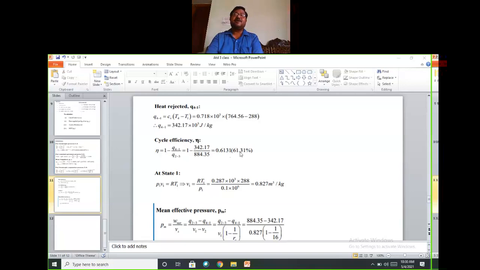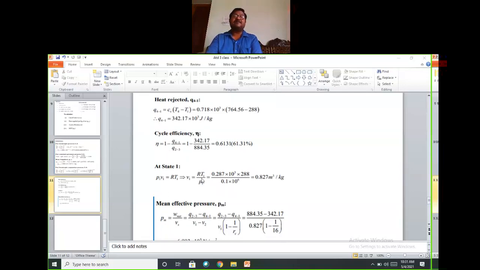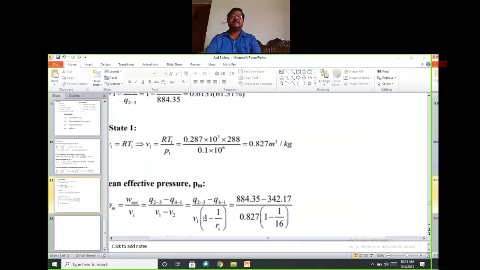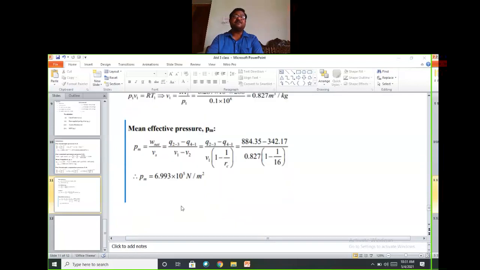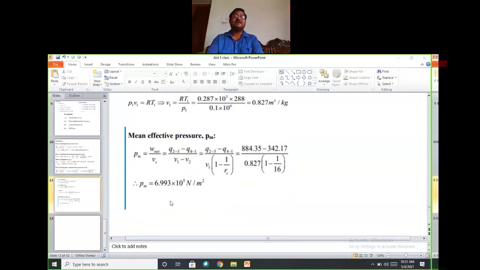Cycle efficiency is 61.31 percent. At state 1, P1 V1 is equal to R T1, from which you get V1. Mean effective pressure is W net divided by swept volume Vs, which is Q2 to 3 minus Q4 to 1 divided by V1 minus V2. Here if you take V1 out, V2 by V1 becomes 1 by rc. Substitute all the things in Q2 to 3 minus Q4 to 1 and you will get the mean effective pressure. That's all, mean effective pressure.